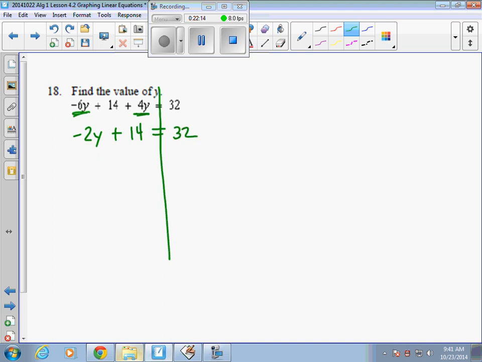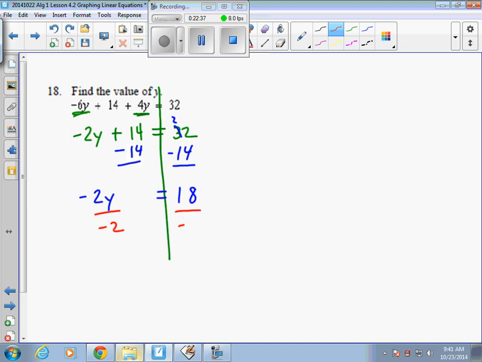So now the left side is simplified. You can't put negative 2y and 14 together. So move over plus 14 by subtracting it. If you subtract it from the left, subtract it from the right. Negative 2y is equal to 32 minus 14. We're going to have to borrow that and leave it with 2. 12 minus 4 is 8, and 2 minus 1 is 1. So negative 2y is equal to 18.